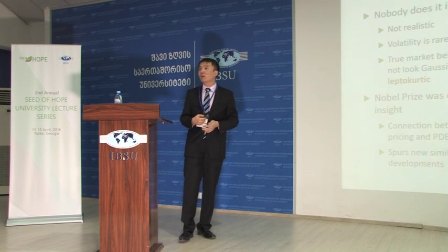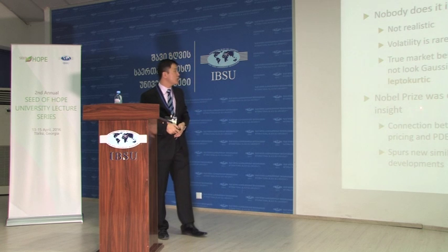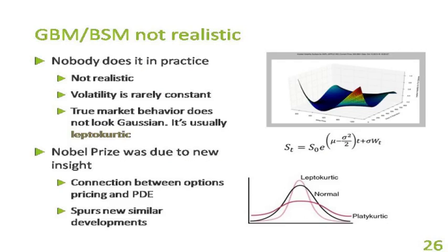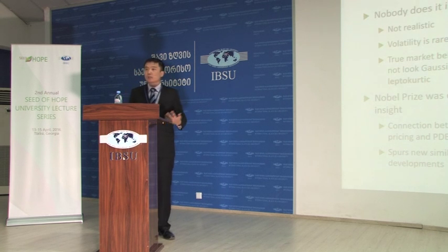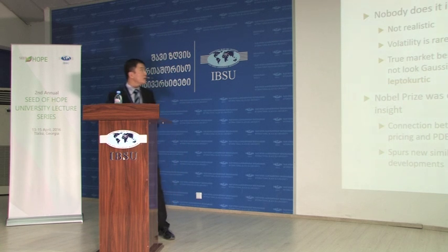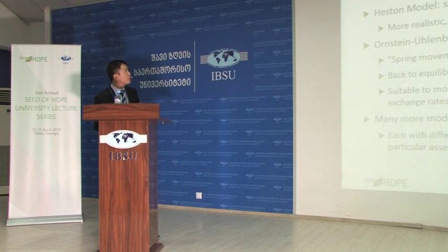Then why did they get a Nobel Prize? It's mostly because they had this new insight that options pricing is eventually a solution to a PDE, a partial differential equation. This is not something that anybody realized before then. And because they realized this, even if the model is not realistic, people are trying to come up with better and better models because they realize, yes, we can actually come up with a better model and turn it into partial differential equations to solve. I'm going to give you some examples of those models.